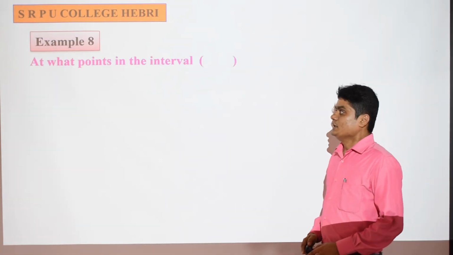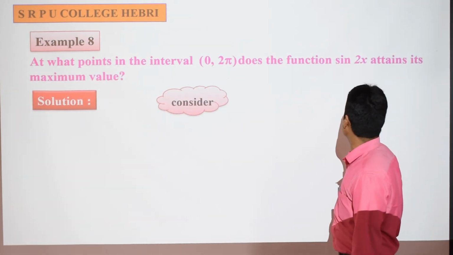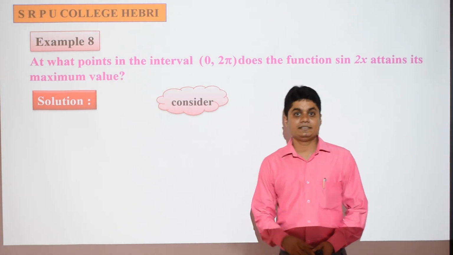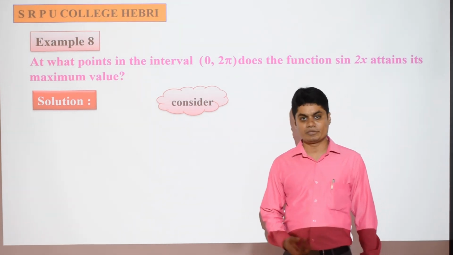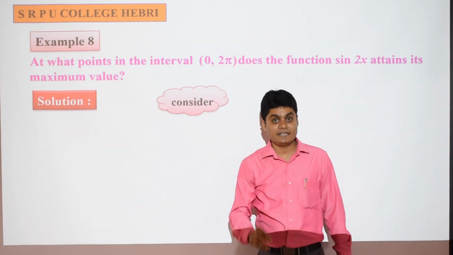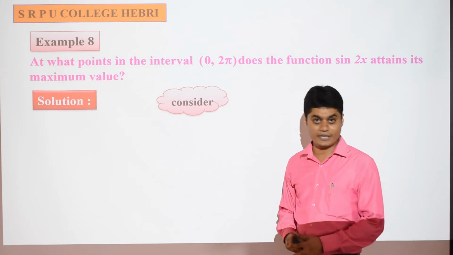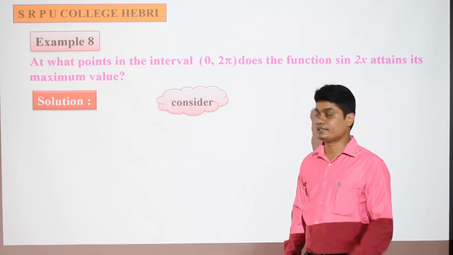Next question. At what points in the interval [0, 2π] does the function sin 2x attain its maximum value? This is a homework question, because we have already solved so many problems of this kind, finding the absolute maximum and minimum in an interval. Definitely you can solve this. I will write the solution and share it in the group, but you should try. I will not show that solution.